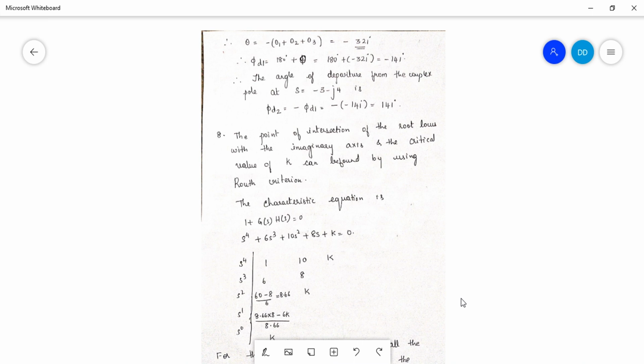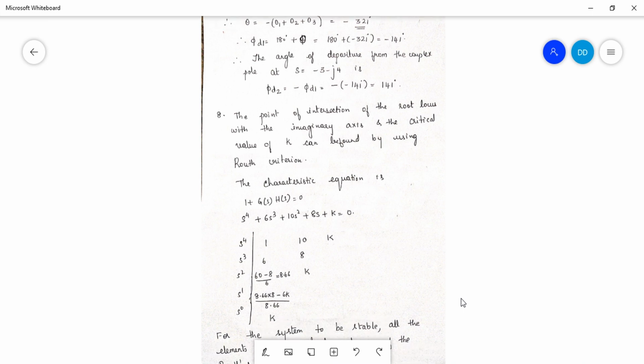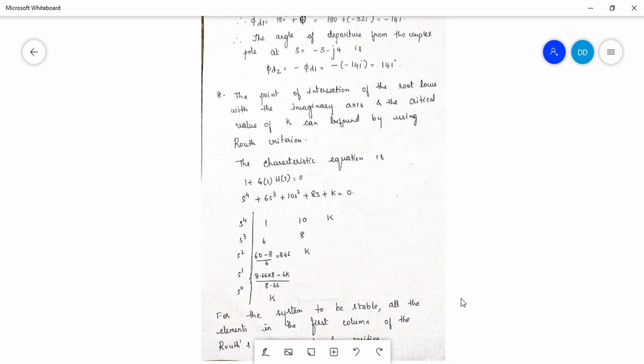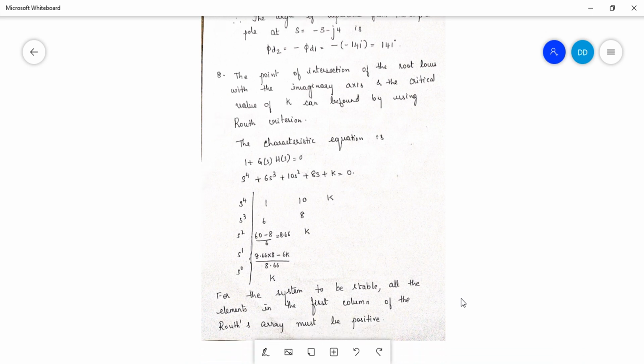To construct the roots array, we need the characteristic equation. The characteristic equation we get is s to the power 4 plus 6s cube plus 10s square plus 8s plus k. So we construct the roots array. For a system to be stable, the first column of the roots array should have positive values. So we know that k should be greater than 0.